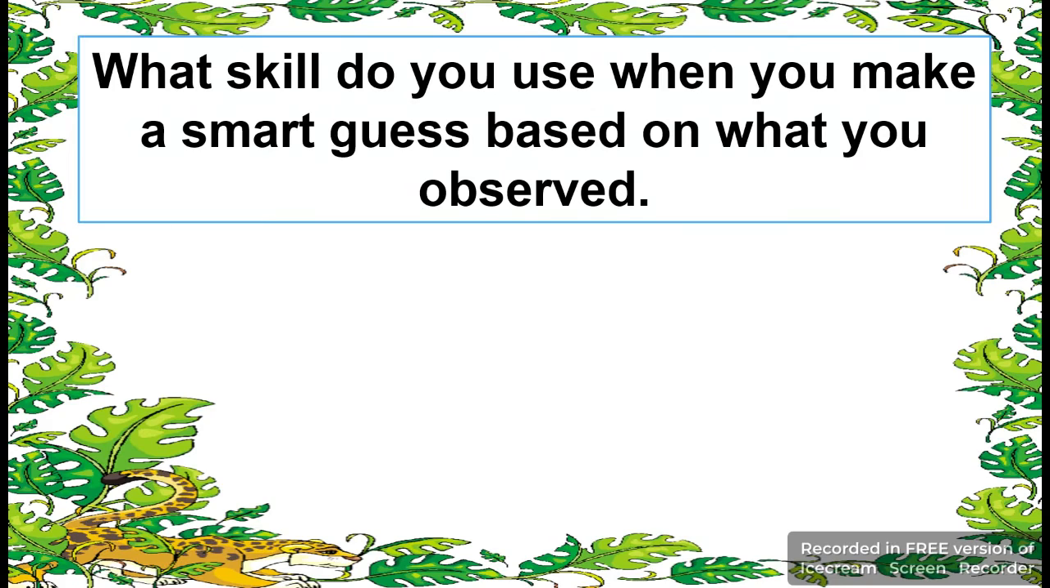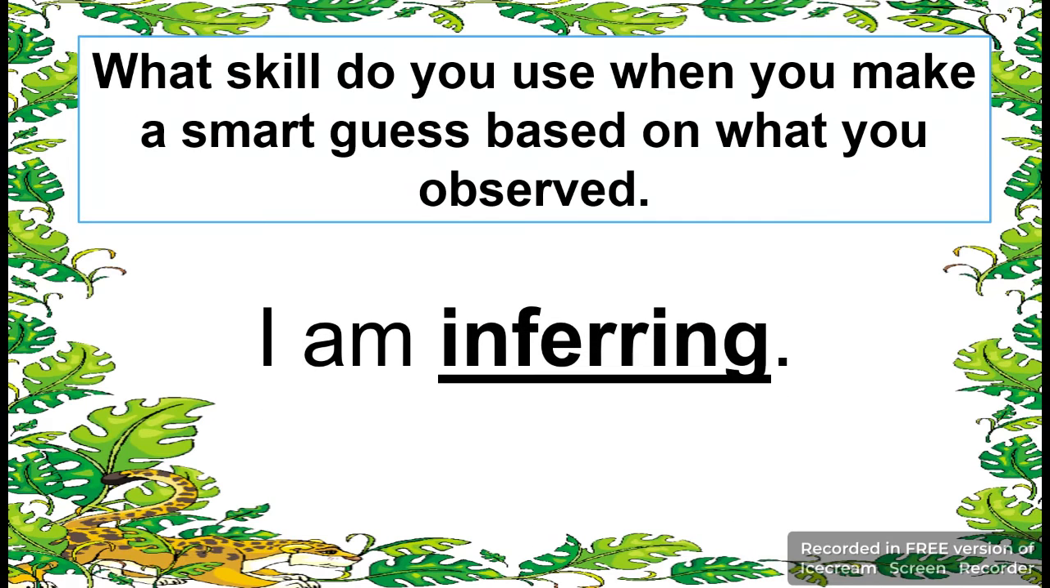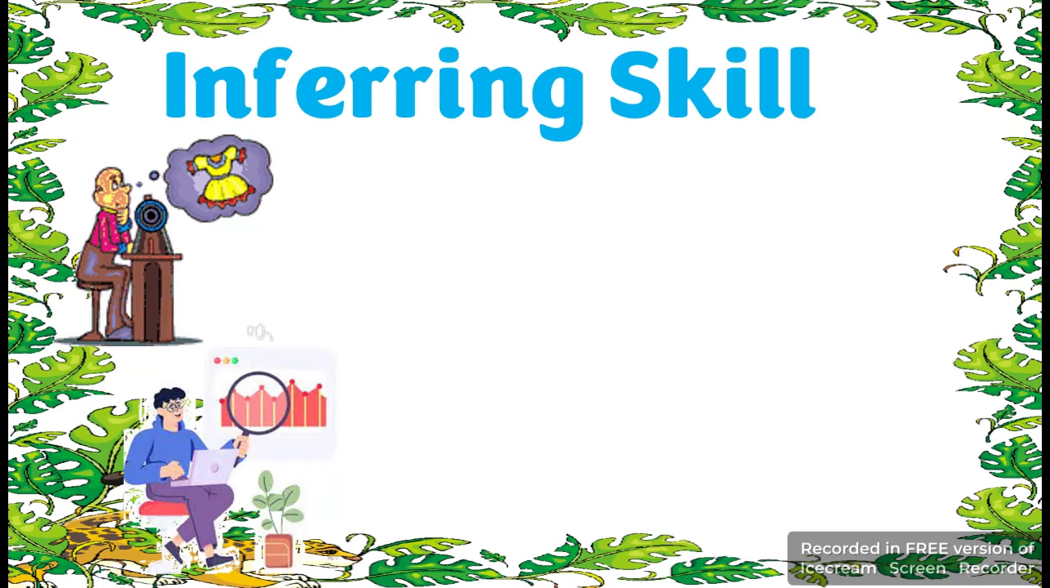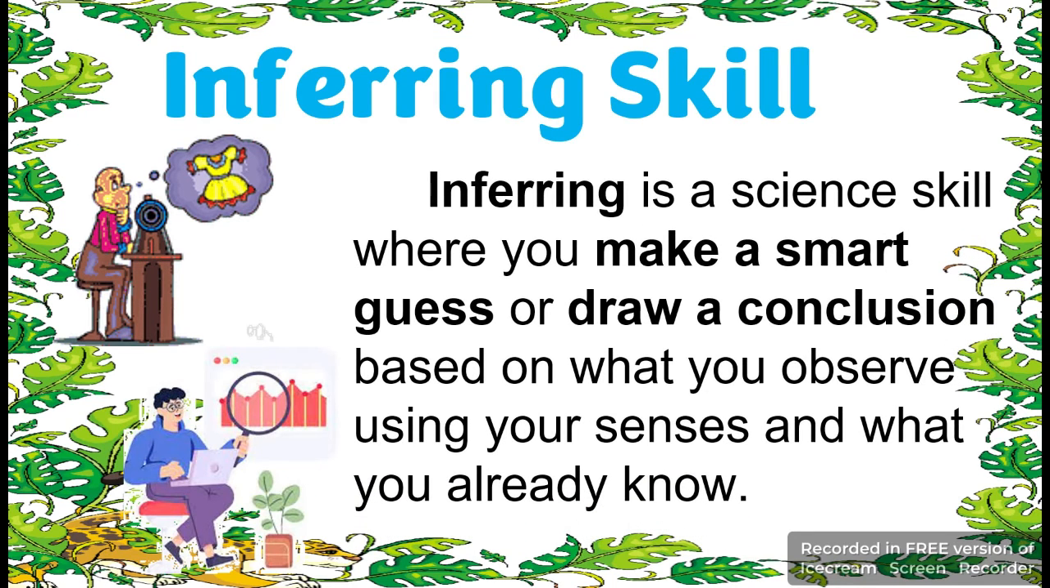What skill do you use when you make a smart guess based on what you observe? You are using inferring. Inferring skill is a science skill where you make a smart guess or draw a conclusion based on what you observe using your senses and what you already know.